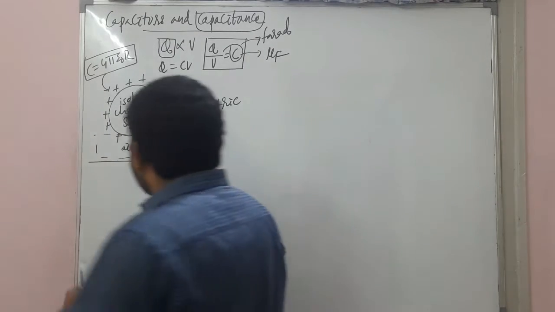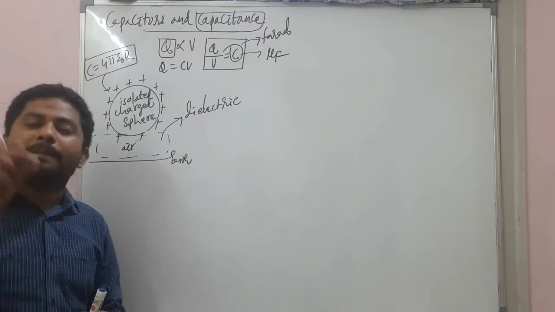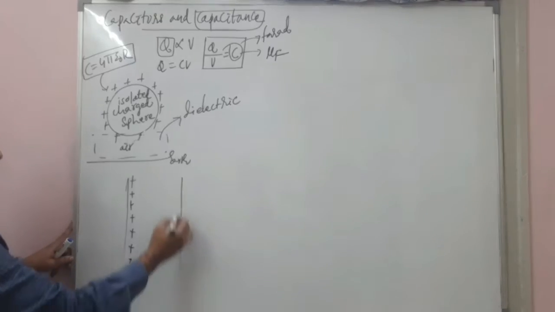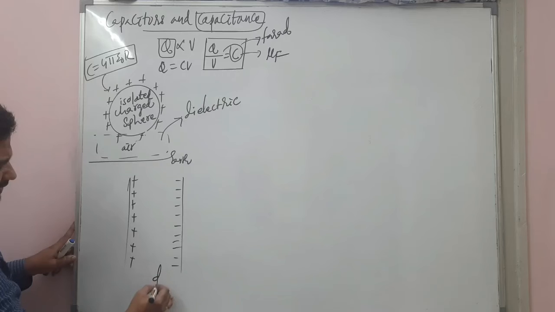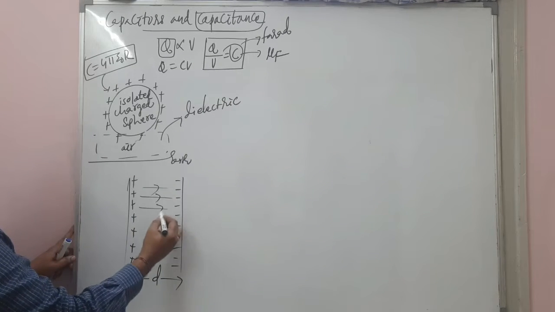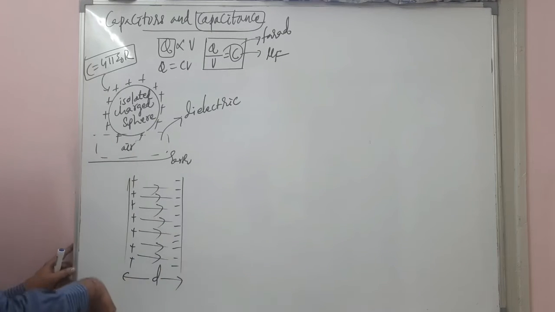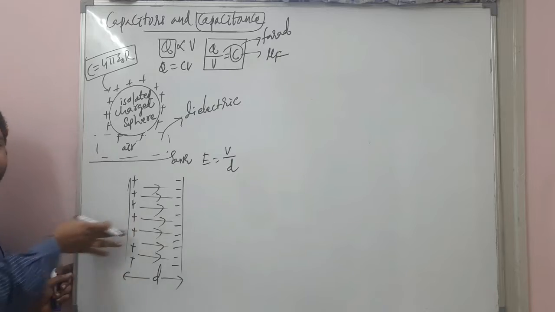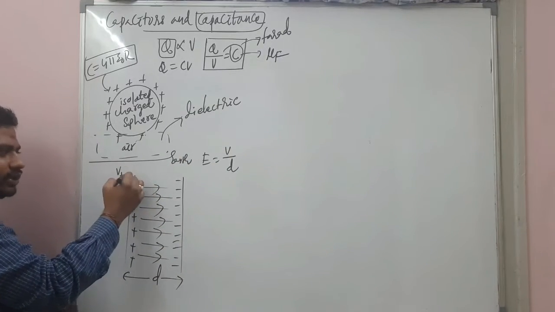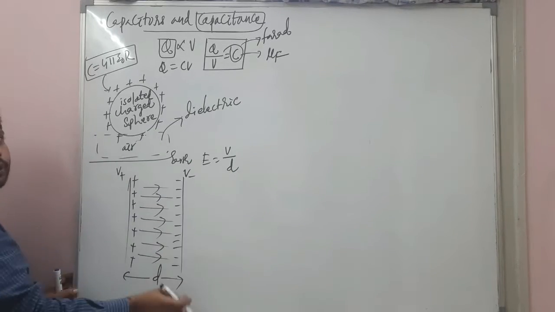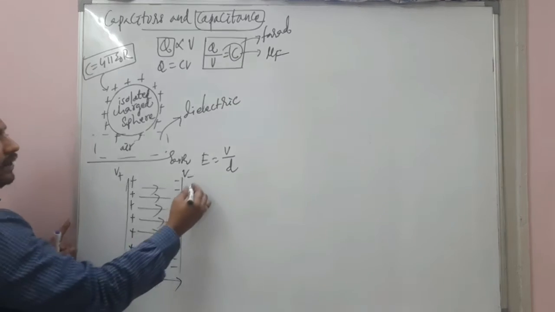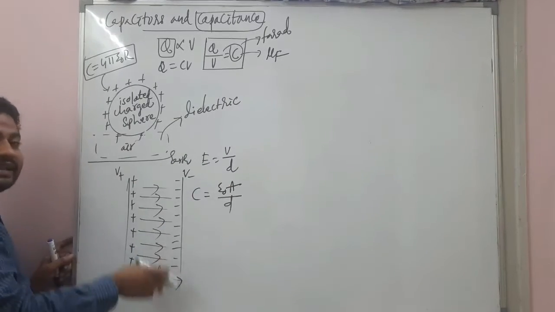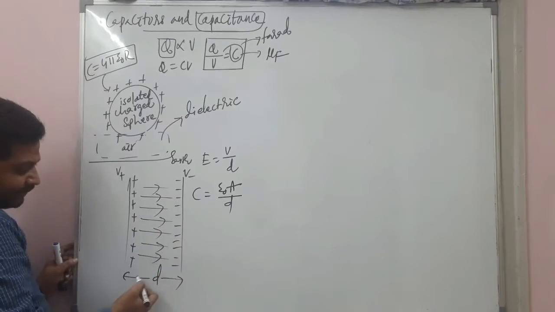Now majorly the questions will be asked from the parallel plate capacitor, so that's what we will be discussing now. There is a positively charged plate and a negatively charged plate, and the distance between them is D. There is an electric field from the positive plate to the negative plate. This electric field E, the electric field intensity, is equal to V by D. This plate is at high potential, this at low potential, so the potential on the capacitor is V, and the distance between the two plates is D. Now the capacitance of the parallel plate capacitor is epsilon naught A by D, where A is the area of the plates and D is the distance between the two plates.